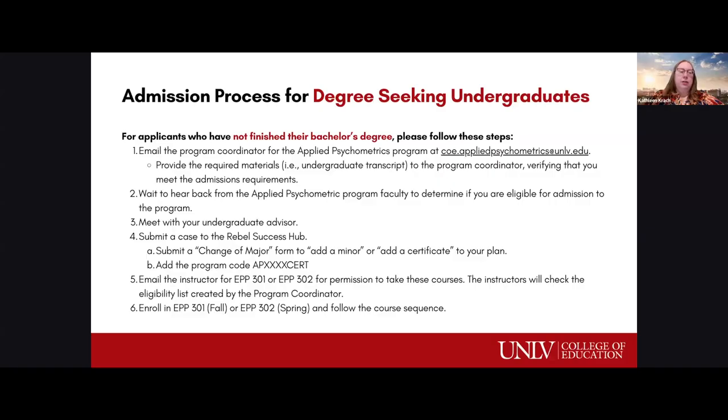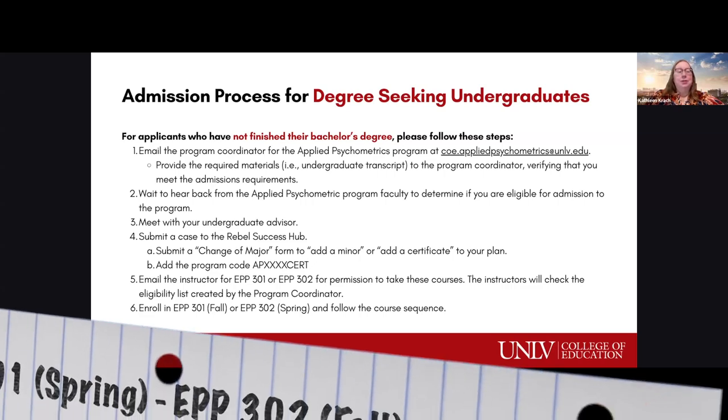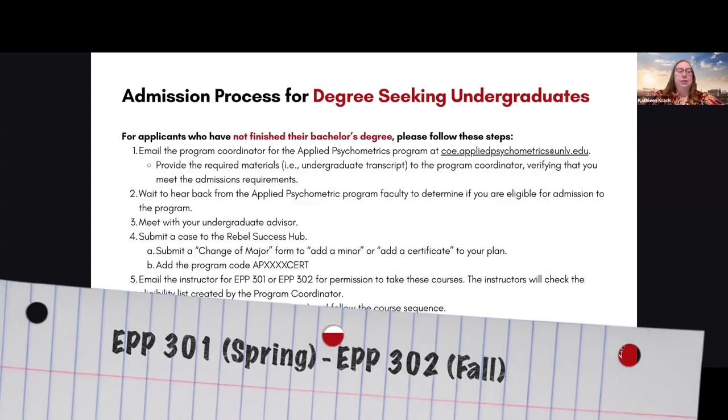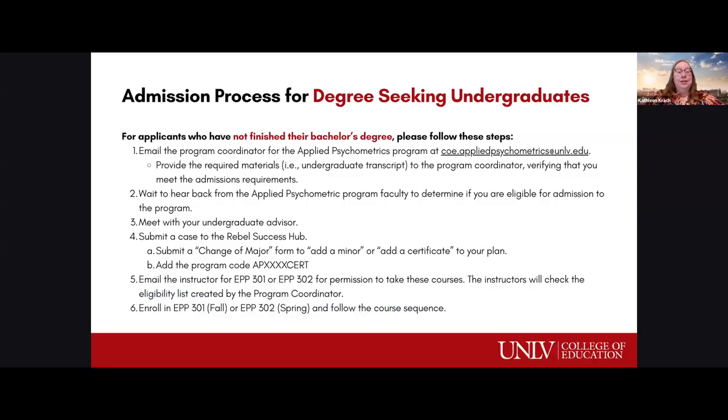So you could start either in the fall or in the spring. If you start in the fall, you would take EPP 301. Or if you start in the spring, oh, that's not right. It's actually EPP 302 starts in the fall for some reason, and 301 starts in spring. And you would be encouraged to take, if you start in the fall, a second class that will be discussed in just a minute. All right, Kelsey?